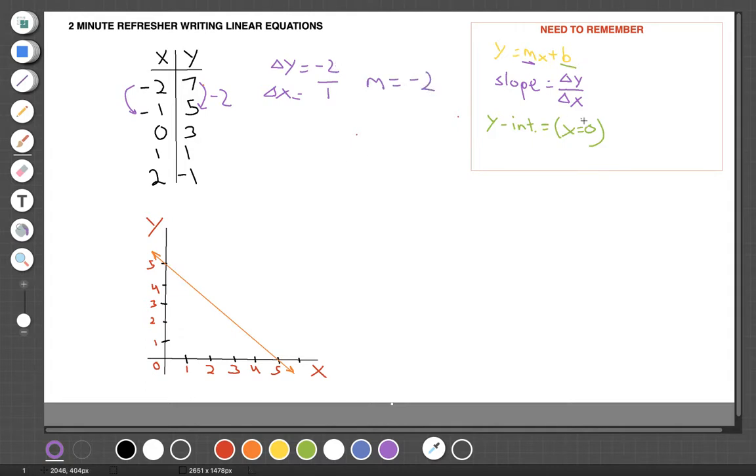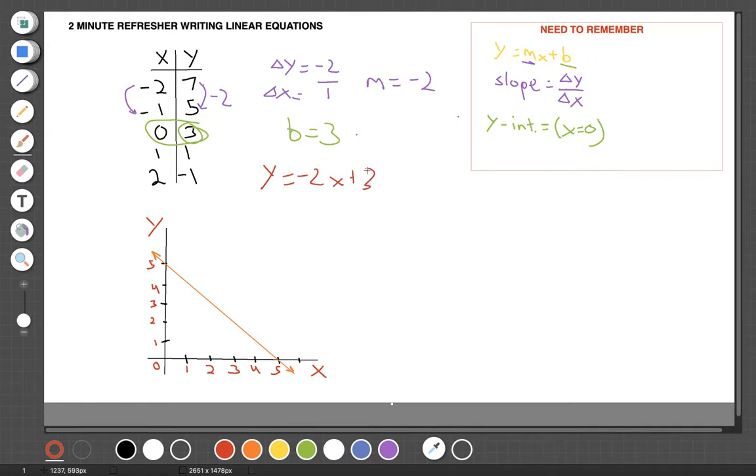Then I look for where x equals 0 for my y-intercept. Well, I see where the x equals 0 right here. So my b, we're looking at the y value right there, so b equals 3. So we can go ahead and write our equation now. Y equals -2x plus 3.